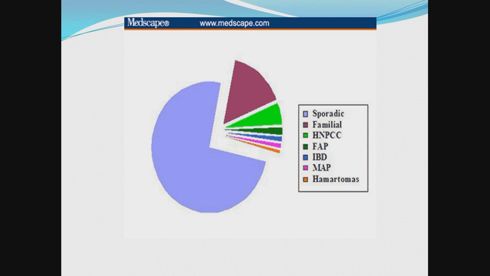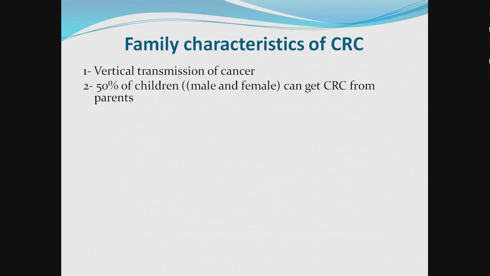In this diagram, we can see that sporadic, as we told before, represents 75% in the purple color, and in dark purple is familial, the second type, which is according to heredity, and the last one Hamartomatous, which is 1% of CRC. If we need to know the main characters of familial, which is one type of heredity, we will note that there are different characters for this type of CRC.